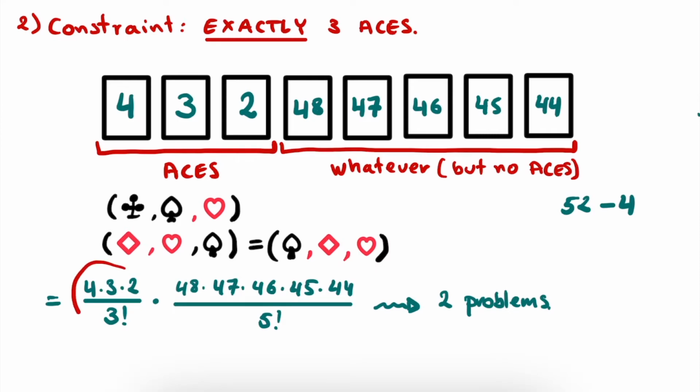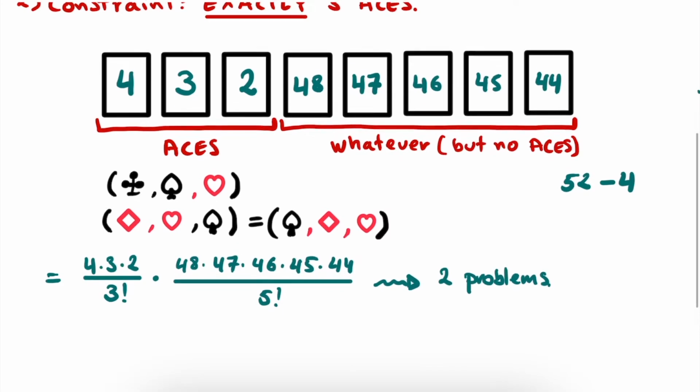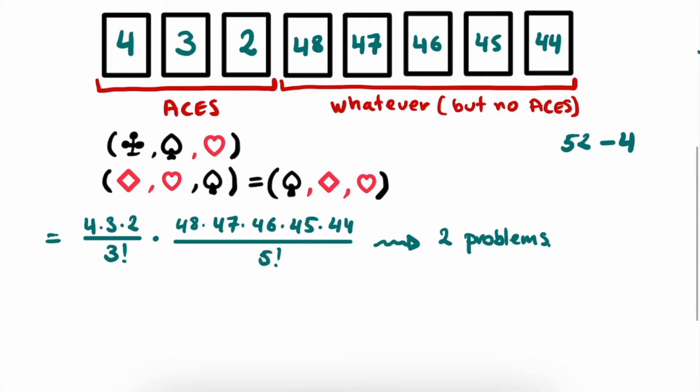Namely a first problem where we have to draw 3 cards out of a possible pool of 4 choices, namely 4 aces. And then the other problem where we have to draw 5 cards out of a pool of 48 cards, namely the total number of cards in a deck minus the 4 aces. And this separation of problems will help us to quickly calculate the number of combinations with any arbitrary constraint. Let's now calculate the exact number that we get.